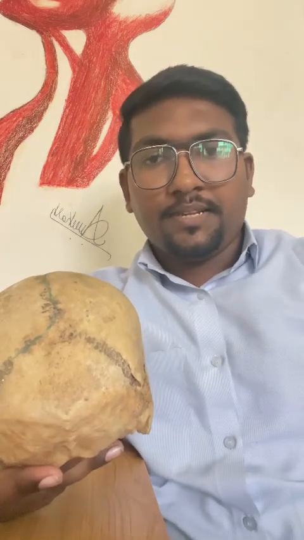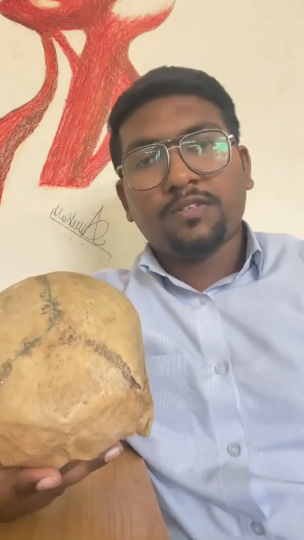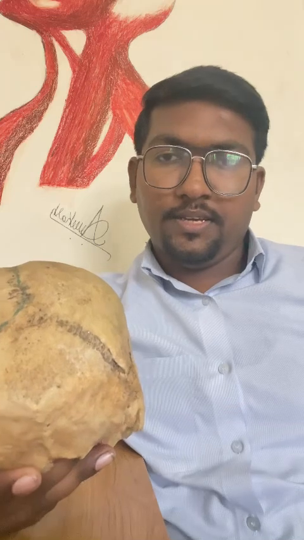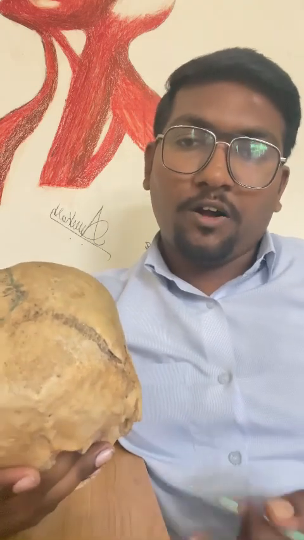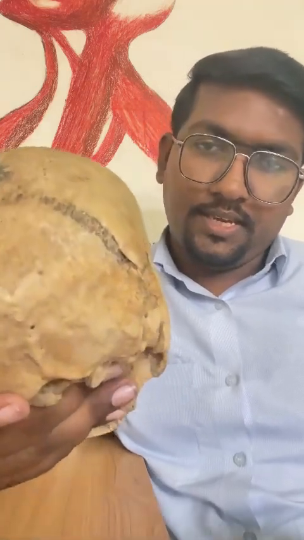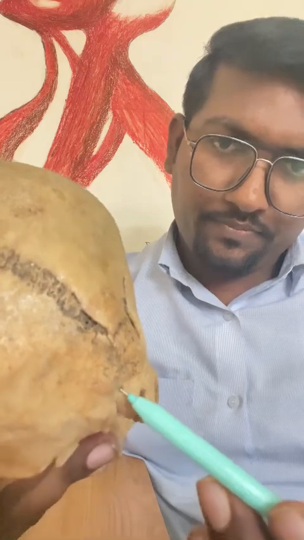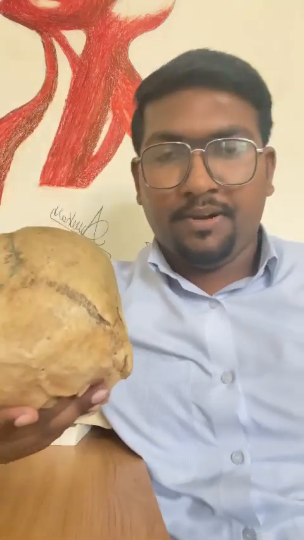The foramen present in the Norma occipitalis is the mastoid foramen, which is present near the occipitomastoid suture. We can see here is the mastoid foramen. The structures passing through the mastoid foramen are the emissary vein and the meningeal branch of the occipital artery. The emissary vein opens into the sigmoid sinus.